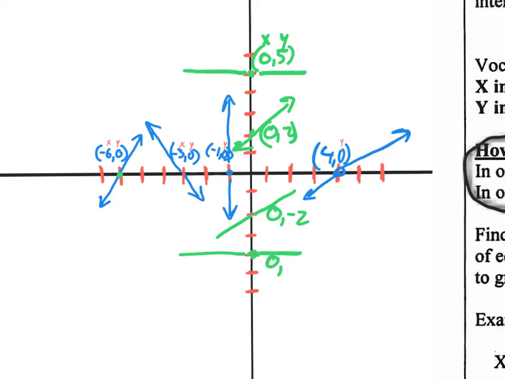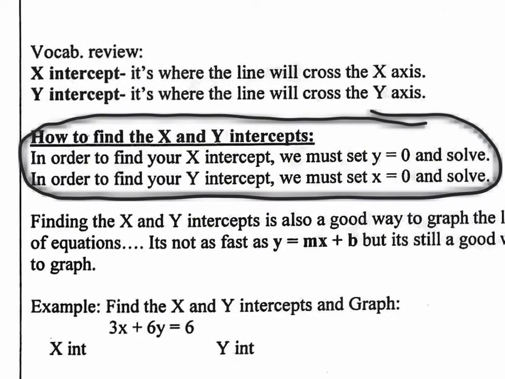0, -4, right? Now, what do you notice about all of these Y-intercepts? They all have the X coordinate 0. X value 0, X value 0, X value 0. So if you want to find the Y-intercept, you know for a fact that your X value has to be 0. So algebraically, in order to find your Y-intercept, you have to set X equal to 0 and solve.